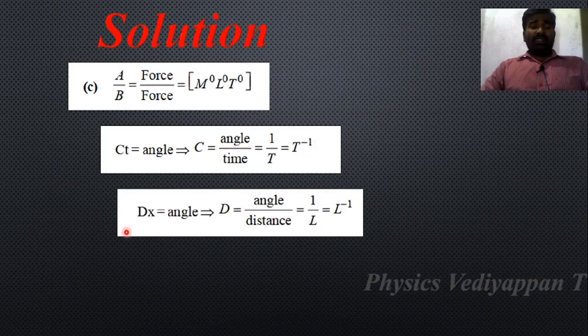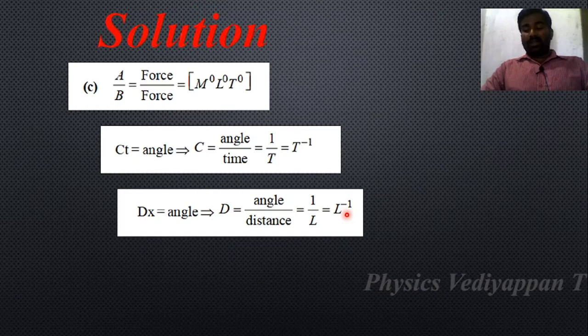Same like dx is equal to angle. So now we want to find D is equal to angle by distance. In this question, x is already given, it is nothing but distance. That's why we write the distance here. This is equal to 1 divided by L. In this equation, we can write L inverse.